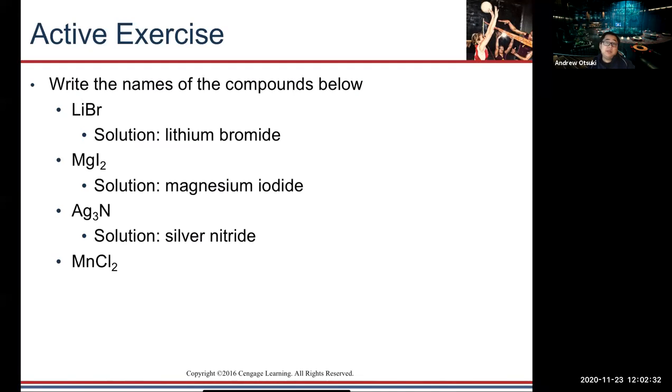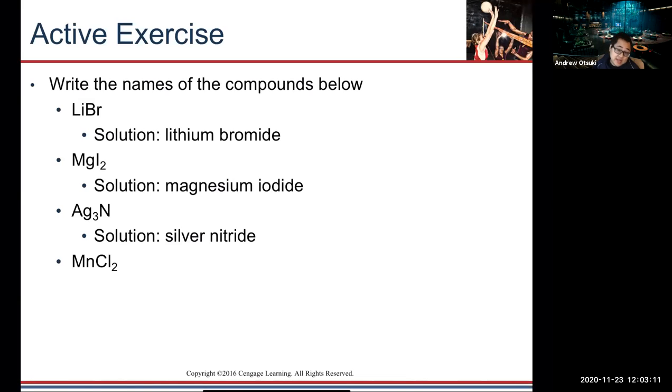So silver nitride. The main confusion is people use prefixes even though we specify not to. Remember, ionic compounds don't use prefixes. We will mark you off for that, so do not do that. It's technically not wrong, but it's unnecessary. Unless you absolutely need to differentiate it from something else, for ionic compounds you do not need to specify prefixes. Now we have MnCl2.